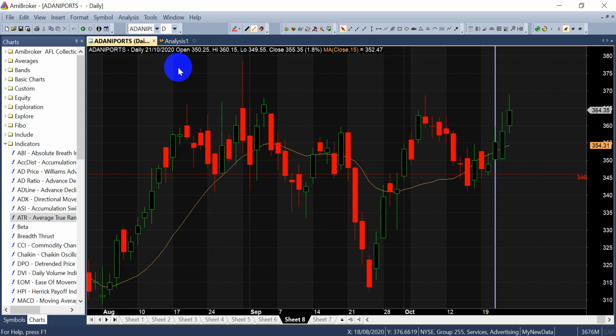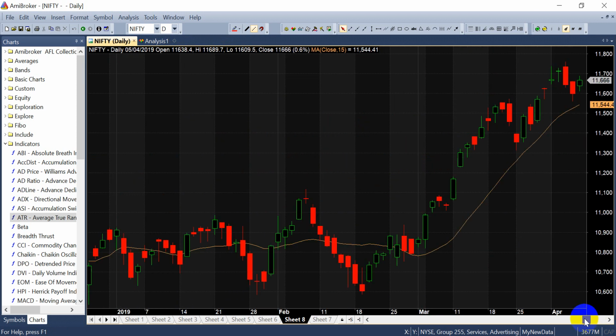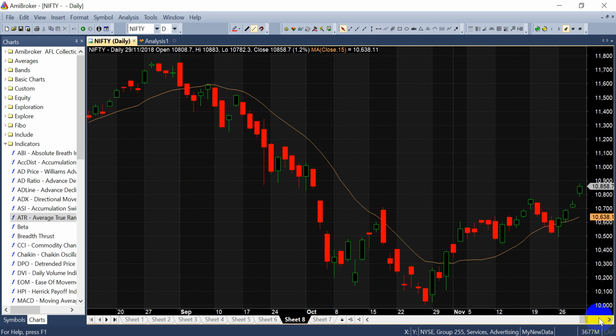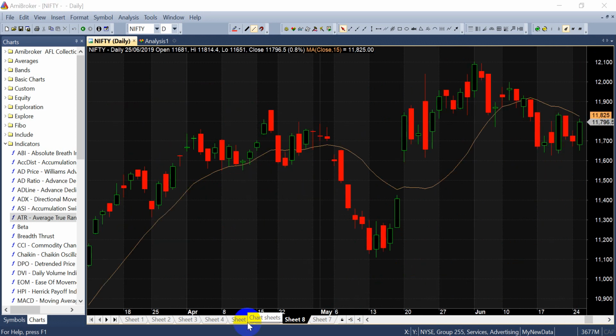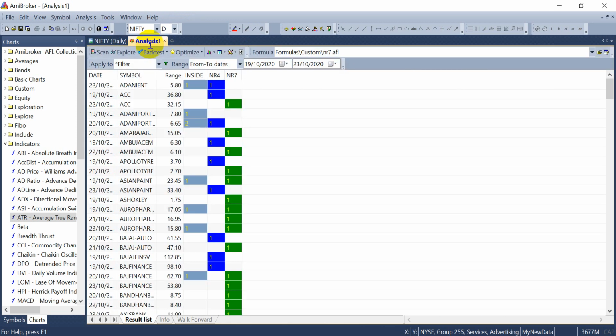I'm showing you this because I can use the same specific pattern on Nifty also. This is Nifty's chart, and this trade we did somewhere in May of 2020. As you can see here, this was an inside bar and a narrow range 4 setup, and the very next day the market just shot up. The range was around 125 points or so.